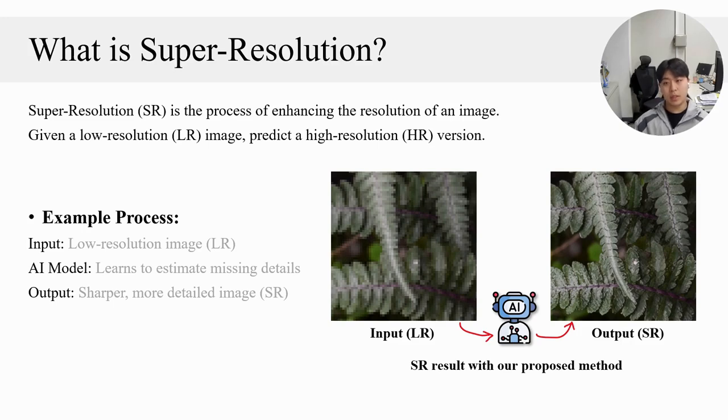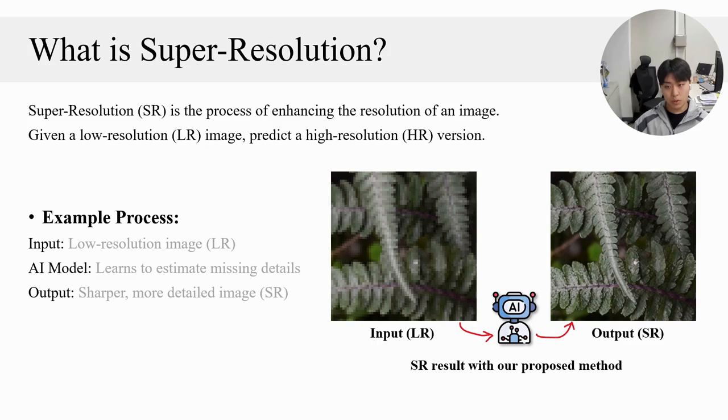Now let's begin by answering the question, what is super resolution? Super resolution, or simply SR, is a technique in computer vision that aims to enhance the resolution of a low resolution image. Let's go through a simple example of how super resolution works.